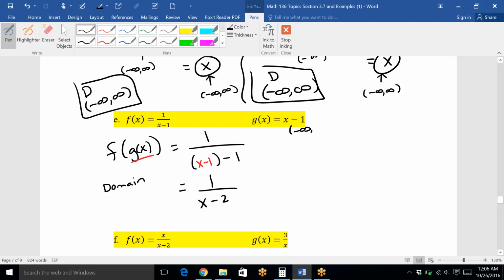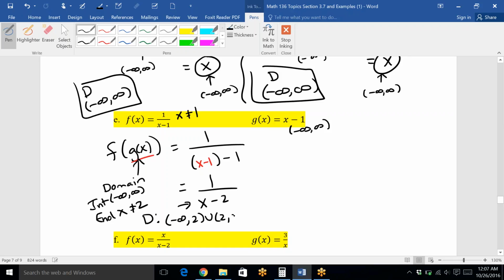This is all real numbers because it's a polynomial. This one, x cannot equal positive 1. The interior function counts for the domain. So the interior here is g of x. That's all real numbers. So that's interior. The end result also counts, and that would be x cannot be 2. So my final domain for this first one would be all real numbers except 2. So if you wanted to write that in interval notation, remember we use a union to jump over that 2 value, and the parentheses says that the 2 is not included. So these are parentheses, not brackets.